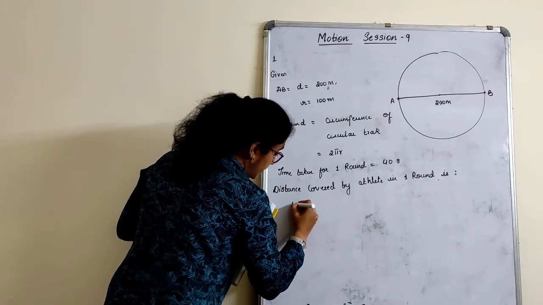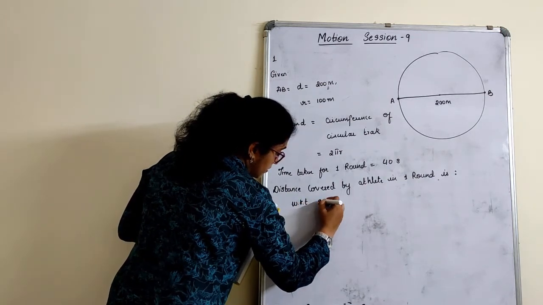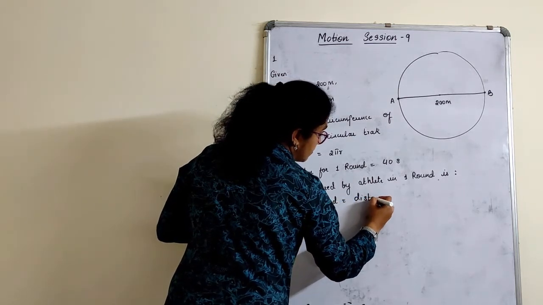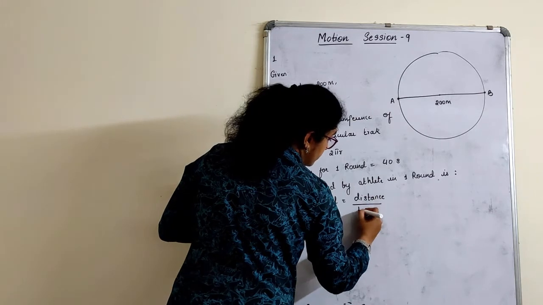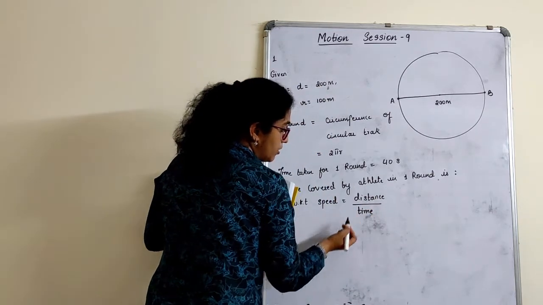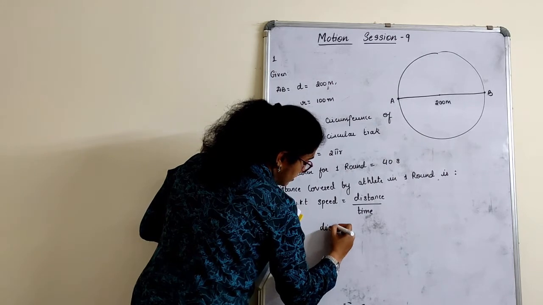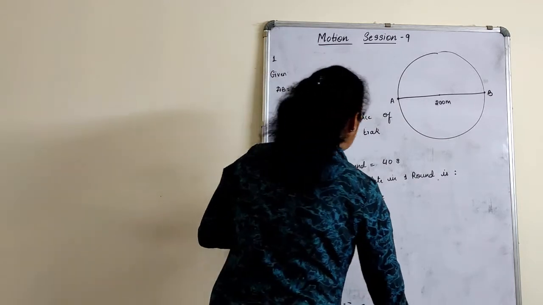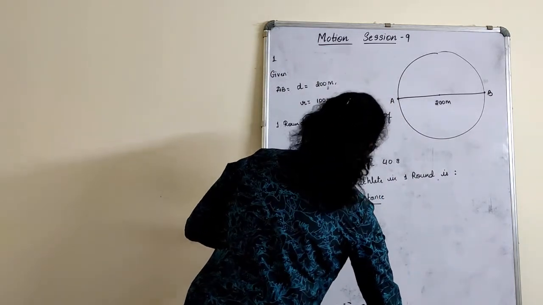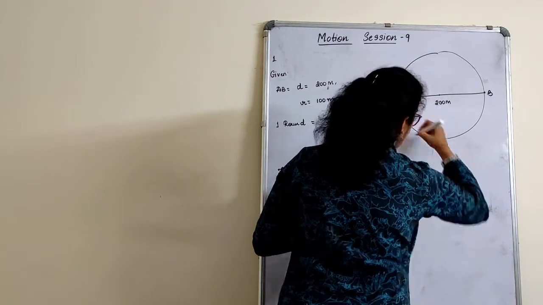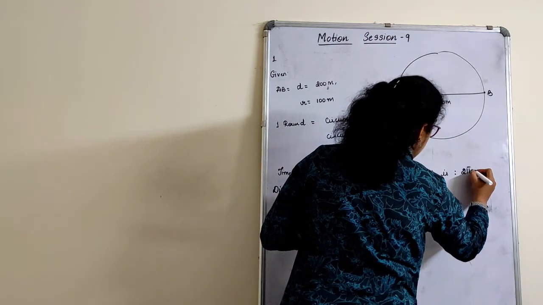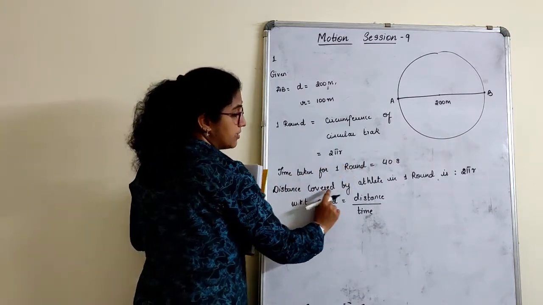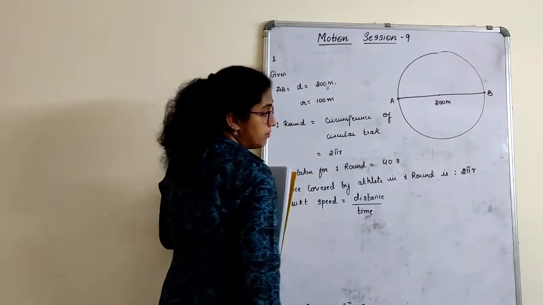Okay. So we know that speed is equal to distance by time. We want distance here. Distance covered by the athlete in one round is, once again children, one round, this is the distance, right, which is nothing but 2 pi r. Substituting part we'll do it later. This is the distance covered by the athlete in one round, which is nothing but 2 pi r.